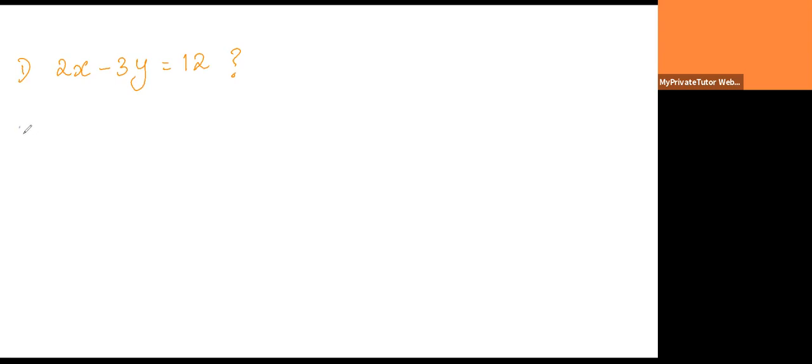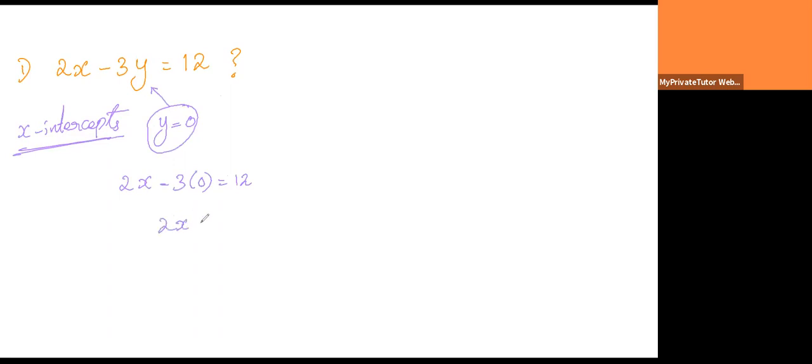So to find the X-intercept, what we learned, we are going to substitute y equals 0 in the given equation, where we get 2x minus 3 times 0 equals 12. 3 times 0 is 0, as you know all. And then 2x equals 12 and x equals 6. If you want me to write one more step, x equals 12 by 2. So x equals 6.